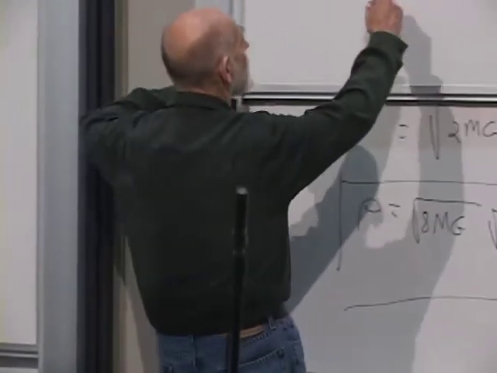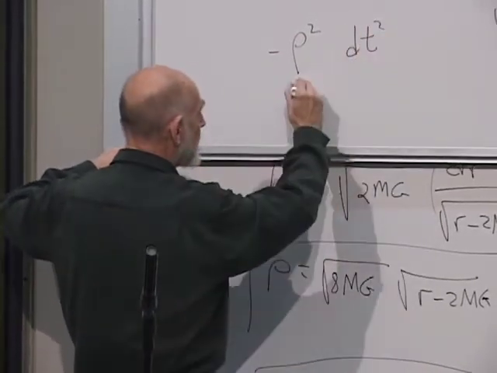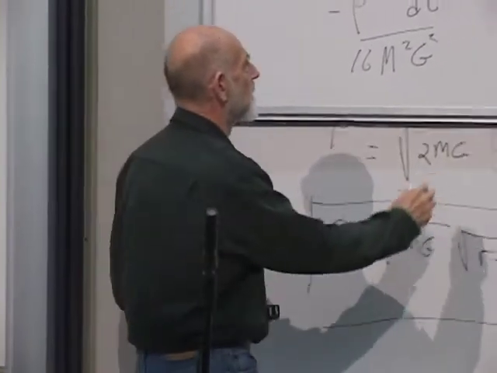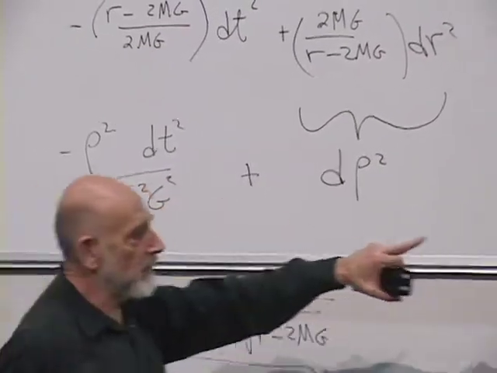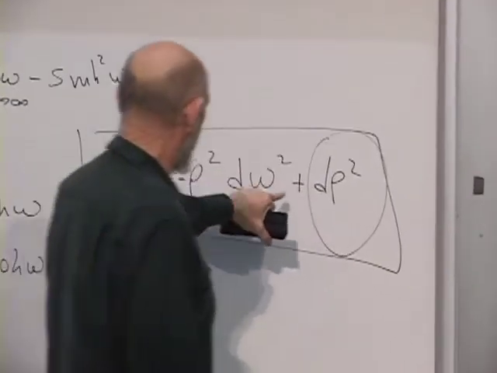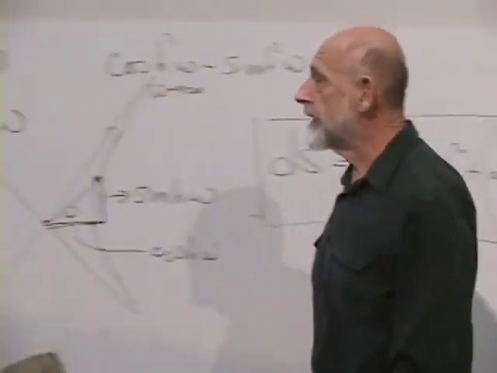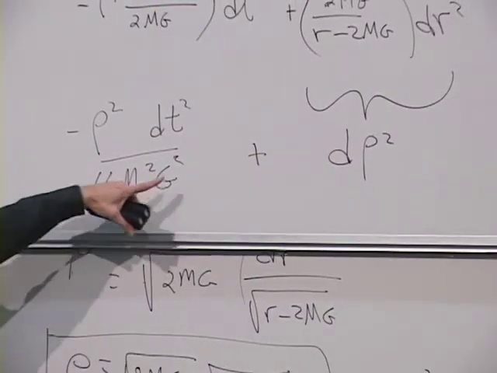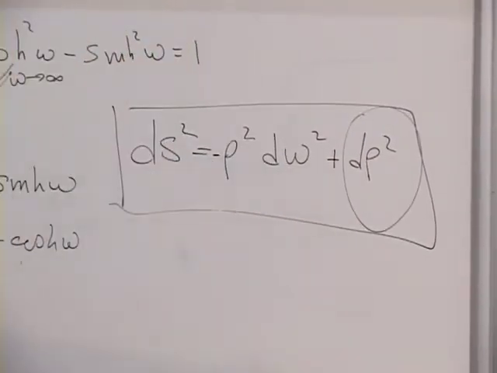Okay, so let's see what we have here. We have minus rho squared dt squared divided by 16 m squared g squared plus this. Well, take a look at this. First look at this, and then look at this. They're not the same, but they're fairly close. You have a d rho squared, and you have a rho squared times a dt squared. But you'll have this nuisance 16m squared g squared downstairs, right? That doesn't appear over here. Well, it's really easy to get rid of it. How do you do it?